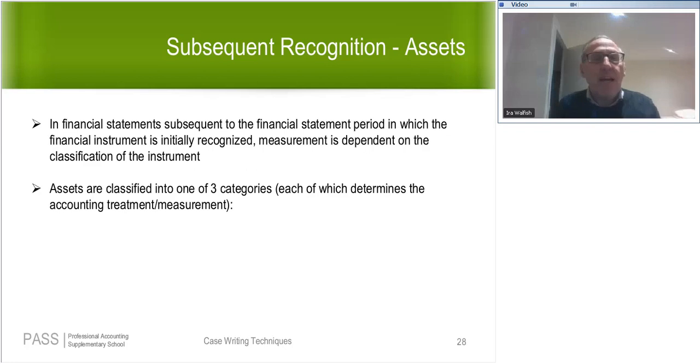In financial statements, subsequent to the financial statement period in which the instrument was initially recognized, say I purchased the financial asset in year 1. What I'm going to talk about now is how would we measure that instrument and how would we treat that instrument on the income statement in year 2, 3, 4, 5, etc. The measurement is going to be dependent on how I classify the instrument. Assets can be classified into 3 potential categories, which will impact the accounting treatment and measurement. Let's take a look, guys.